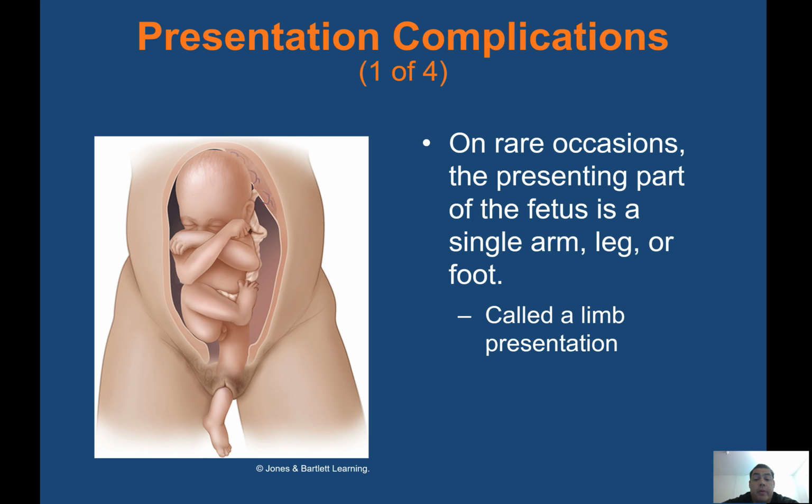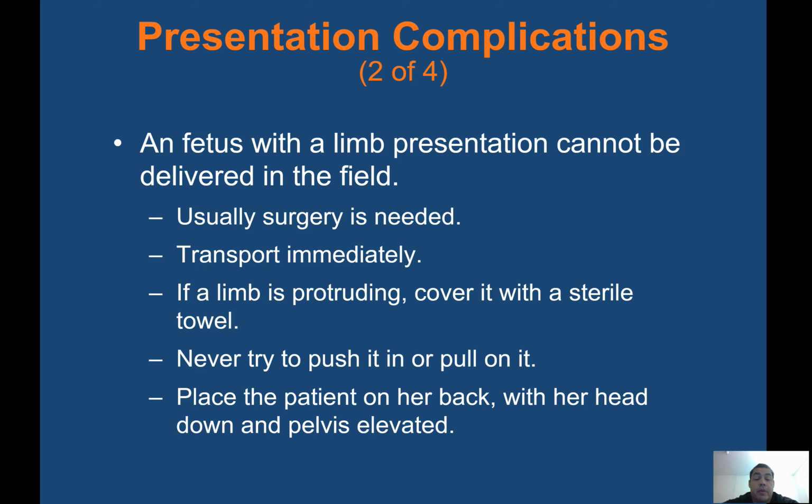Okay. So on rare occasions, the presenting part of the fetus is a single arm, leg, or foot, called a limb presentation. Any fetus with a limb presentation cannot be delivered in the field. Usually surgery is needed. Transport immediately. If a limb is protruding, cover it with a sterile towel. Never try to push it in or pull on it. Place the patient on her back with her head down and pelvis elevated.